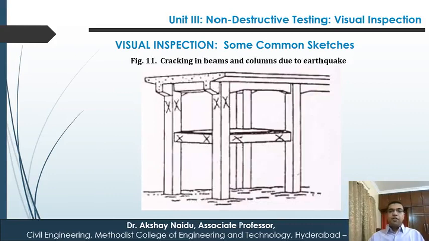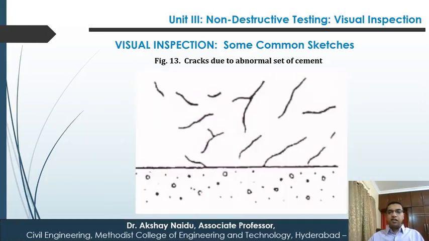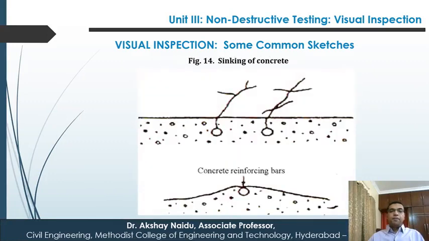Then cracking of beams and columns due to earthquake. After a post-earthquake, if you want to represent, you have to represent this way. Then cracks due to insufficient reinforcement bars. At the bottom of a slab, this is the crack that is shown. Cracks due to abnormal set of cement. This is another crack pattern. Then sinking of concrete. Concrete sinks, and then this is your plastic settlement type of crack.